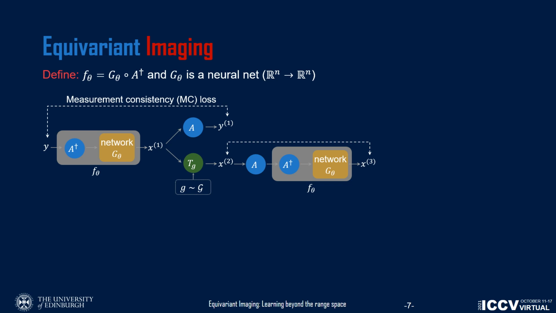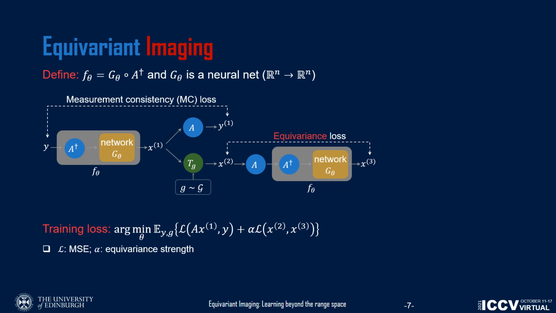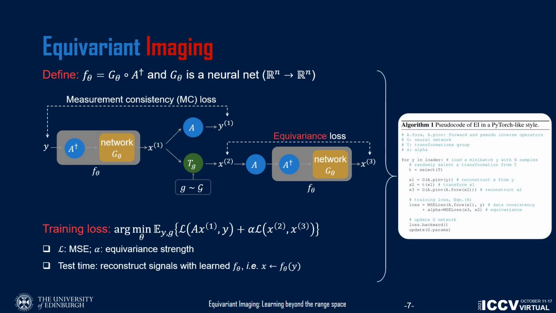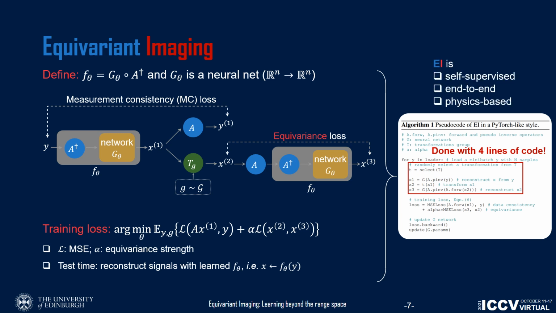According to the equivariance property, we subsequently transform x2 equal to T_g x1 for some g in the group, and pass it through F composed with A to obtain x3. The network weights are updated by minimizing the following training loss, where the first term is for measurement consistency and the second term is to impose equivariance. Alpha is the trade-off parameter to control the strength of equivariance, and L is an error function. In practice, the EI algorithm can be done with only 4 lines of code. As can be seen, the equivariant imaging is self-supervised, end-to-end, and physics-based.